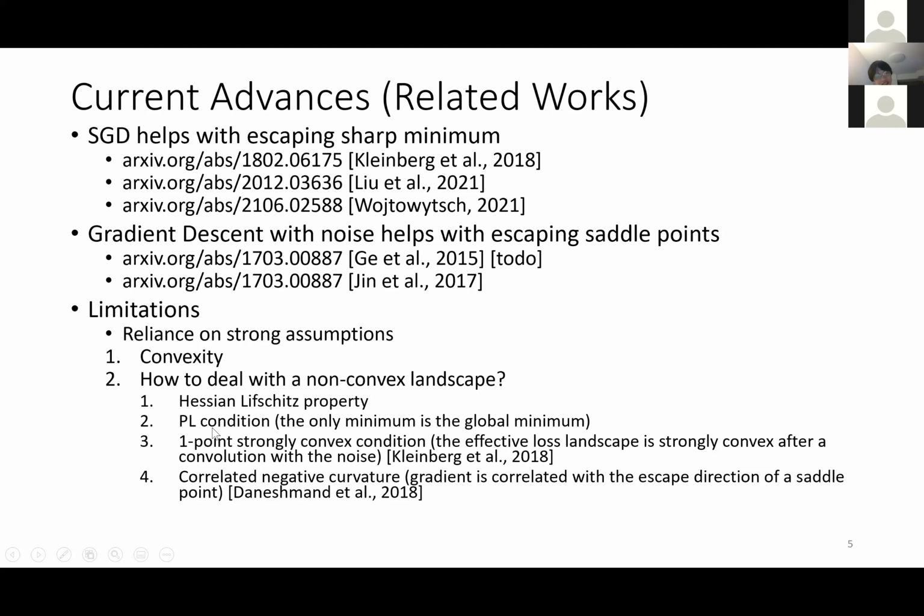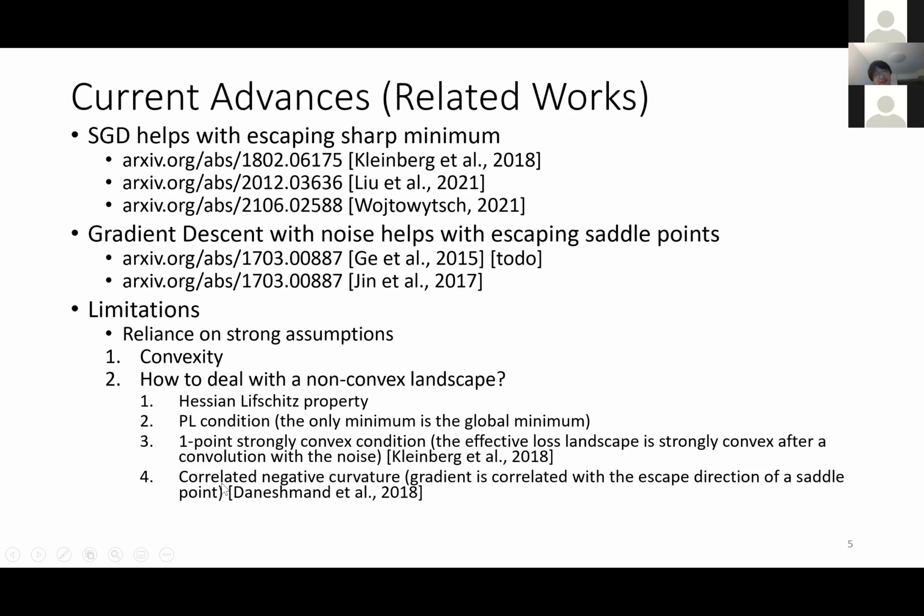Also more recently, there is this assumption called the one-point strongly convex condition. So basically it says that the effective loss landscape is strongly convex after a convolution with the noise. So basically this condition only works when your loss function is dominated by a strongly convex background landscape, and you have spiky perturbations that induce the saddle points. But this is also hardly the case for neural networks.